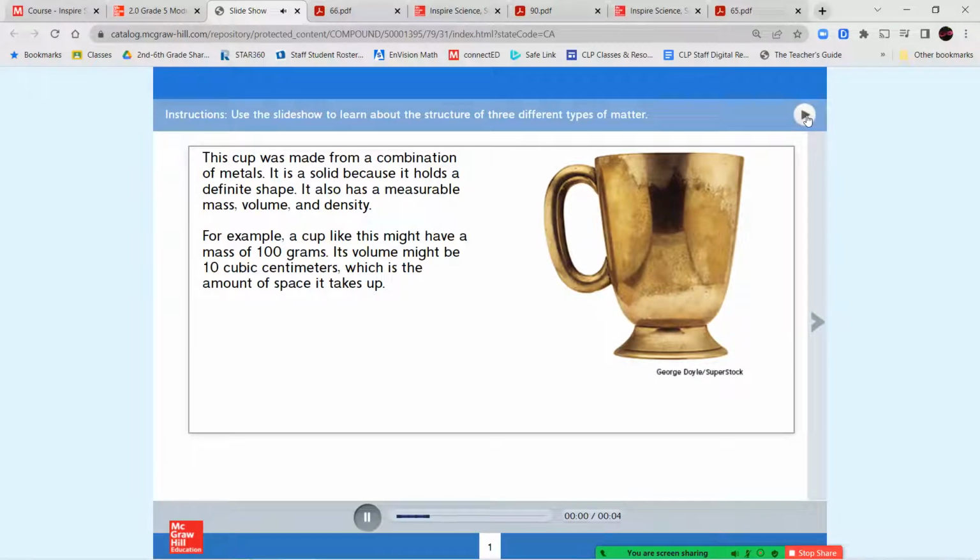Use the slideshow to learn about the structure of 3 different types of matter. This cup was made from a combination of metals. It is a solid because it holds a definite shape. It also has a measurable mass, volume, and density. For example, a cup like this might have a mass of 100 grams. Its volume might be 10 cubic centimeters, which is the amount of space it takes up.